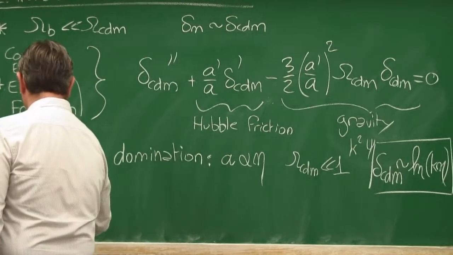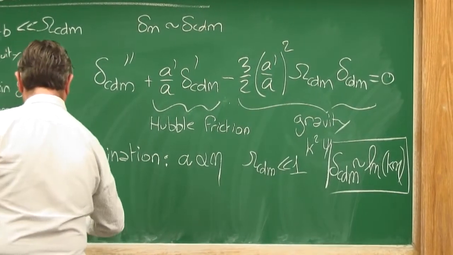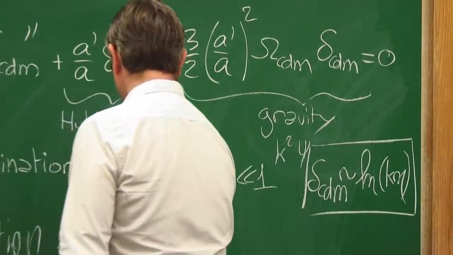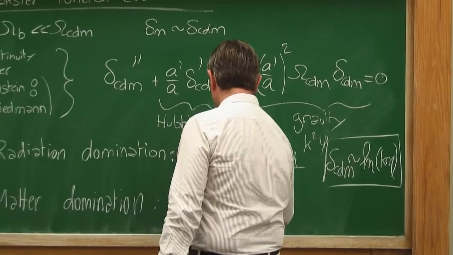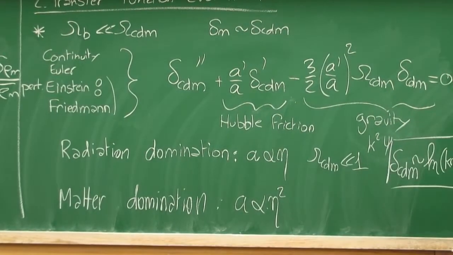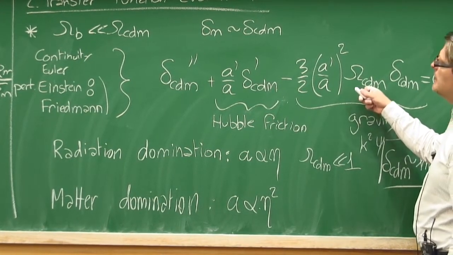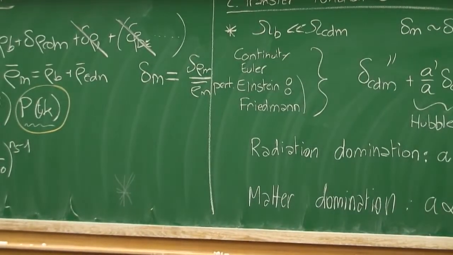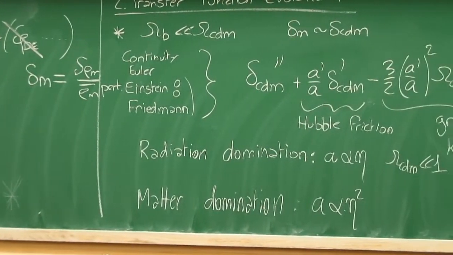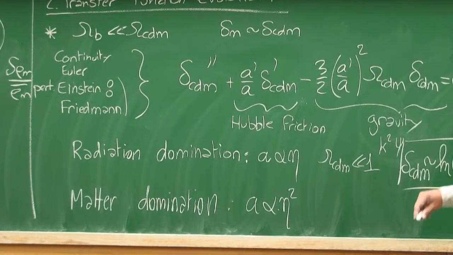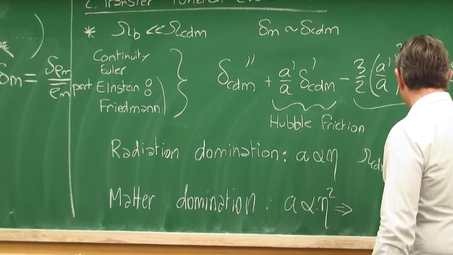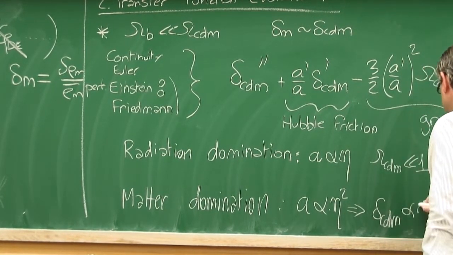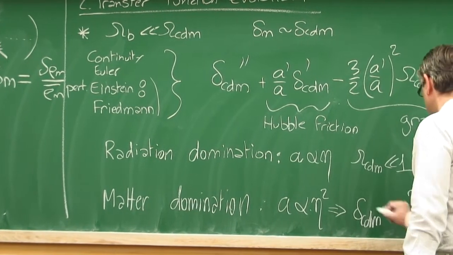During matter domination, the Friedmann equation shows you that a grows like conformal time squared. And now things become easy, because omega CDM could only be smaller than 1 if I would take into account baryons. But I neglect baryons. And during matter domination, I'm completely dominated by cold dark matter. This is 1. And then the solution is trivial. Delta CDM grows like eta squared, or if you want, like the scale factor.